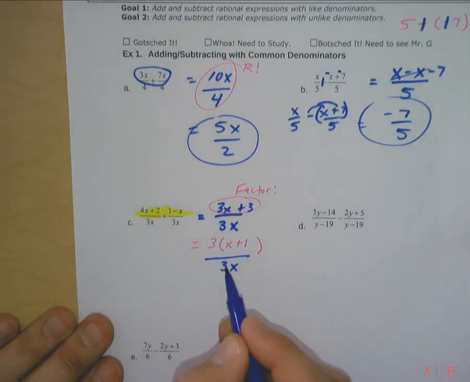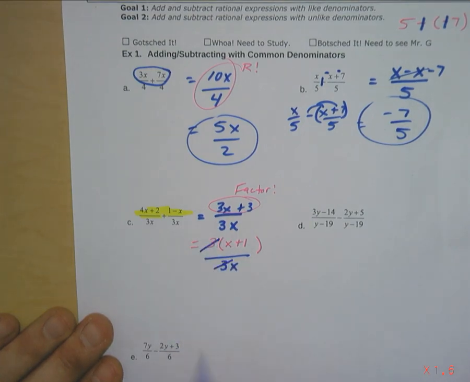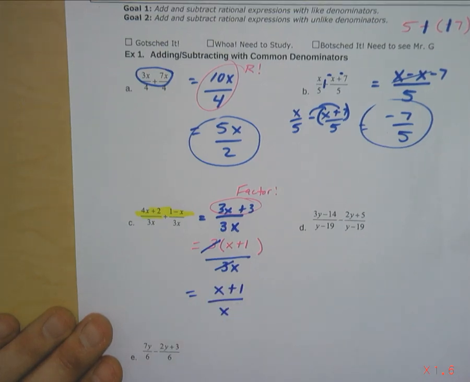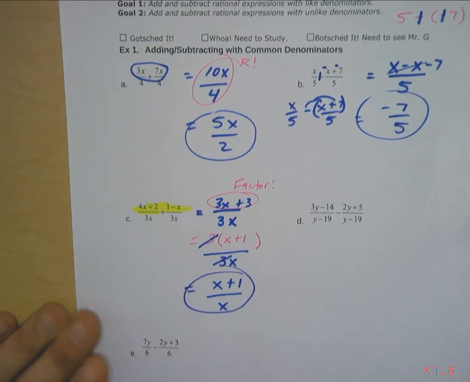This is a monomial. This is a monomial. The 3's here reduce. And what you have now is x plus 1 on top over x. Okay. Now again, this is a binomial. This is a monomial. It has one term. You cannot reduce these. It doesn't work like that.